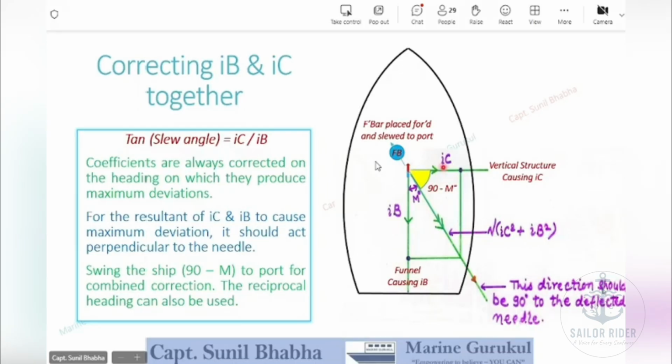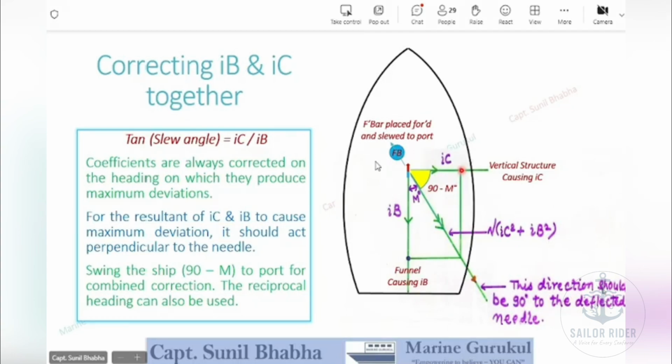Now let's also assume that on this particular ship, there is a vertical soft iron structure to starboard of the compass, and that structure is present here at this particular location. Now this structure is going to cause induced C, and this vector where the laser pointer is right now represents the component or coefficient IC.